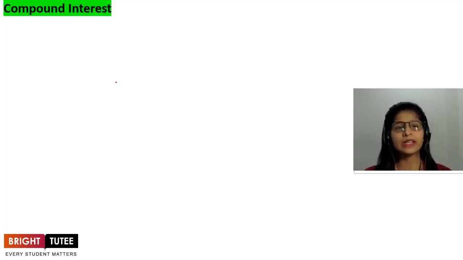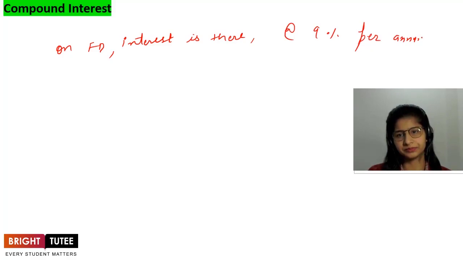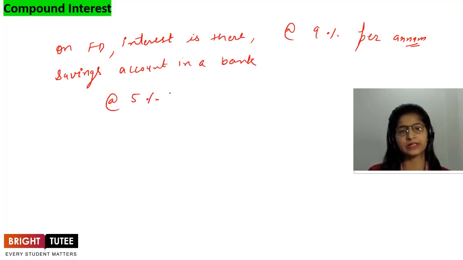Suppose you come across statements like: on an FD there is interest at the rate of 9% per year, or we say per annum. Or a savings account in a bank at the rate of 5% per annum with interest.